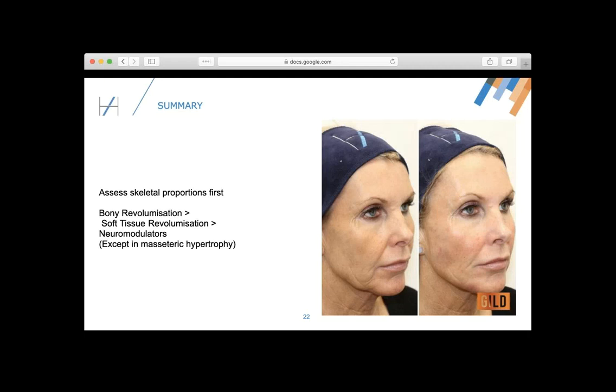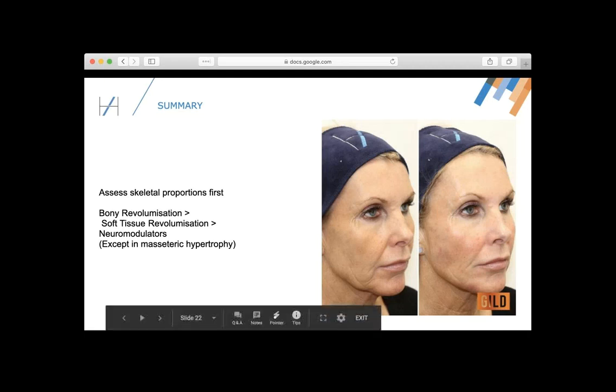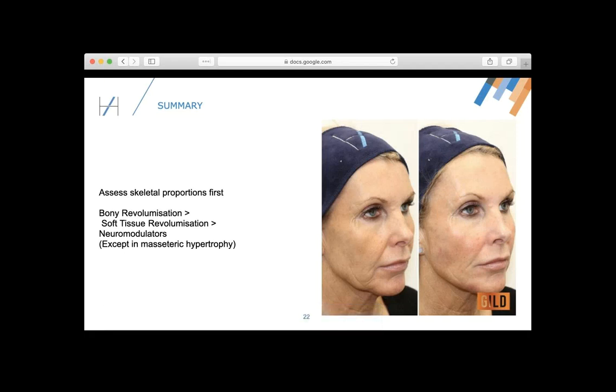By the way, an interesting point here: if someone's really concerned about their nose, they think they've got too big a nose, and you assess them like this and see that their chin isn't projected enough, often you don't need to treat the nose at all. All you have to do is increase the chin projection, and suddenly the facial profile is in balance, and they are less concerned about their nose. But that's the sequence to understand how to assess chin projection.